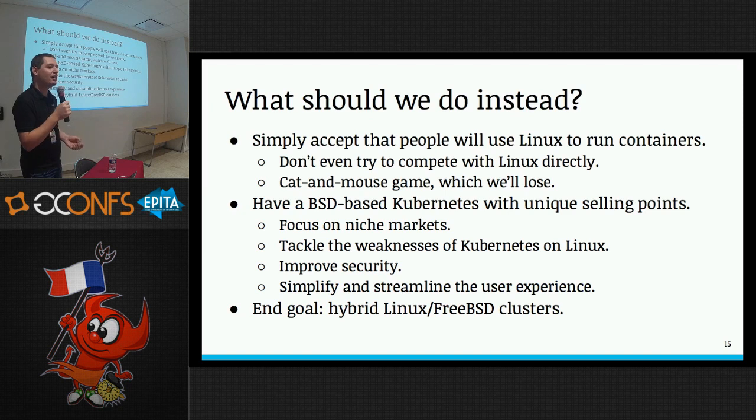So in the process, we should try to tackle the weaknesses that Kubernetes on Linux has. And with that, I mean try to improve security and try to make things more minimal. Development headcount on FreeBSD will always remain less than Linux, or at least for the foreseeable future. So we should try to keep things simple and not add a lot of garbage that people in the end don't use. Just, yes, KISS. That's basically what I want.